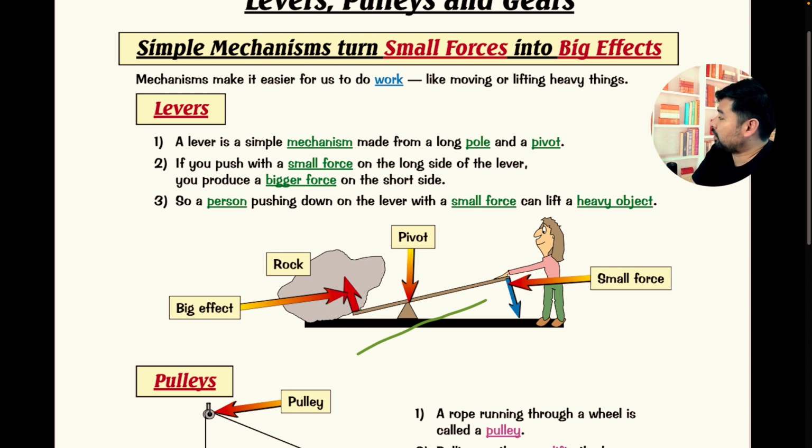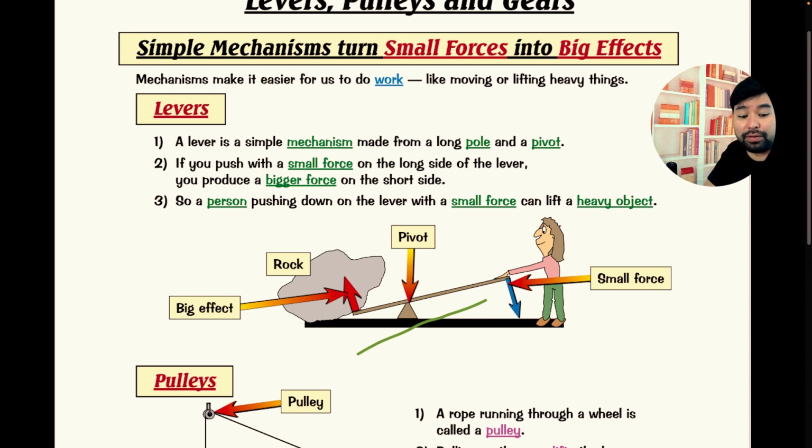On levers. Number one, a lever is a simple mechanism made from a long pole and a pivot. Okay, sorry. Actually, let's listen to the native way to pronounce that. Okay, listen to that.